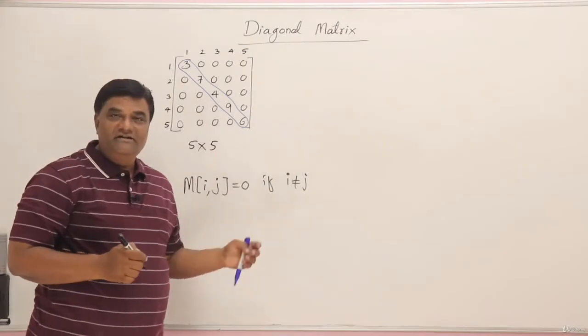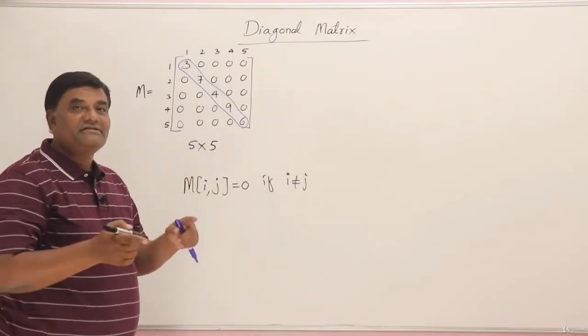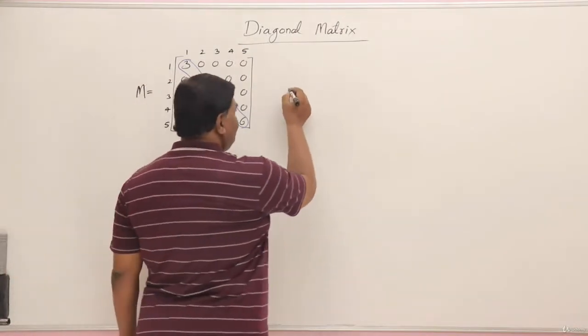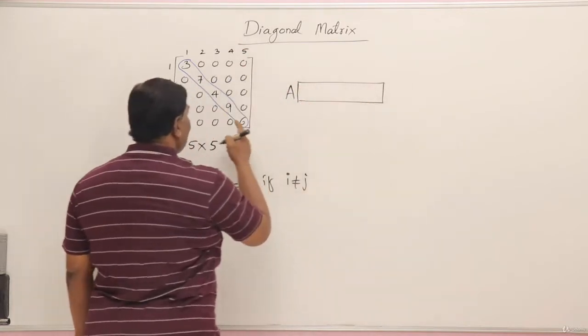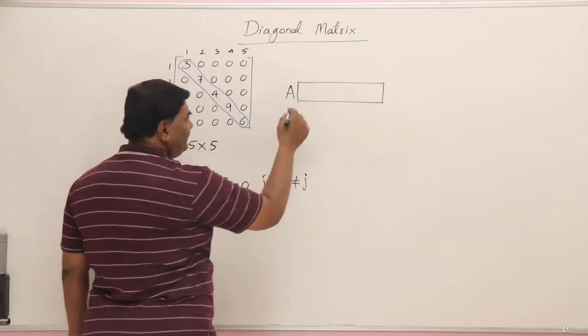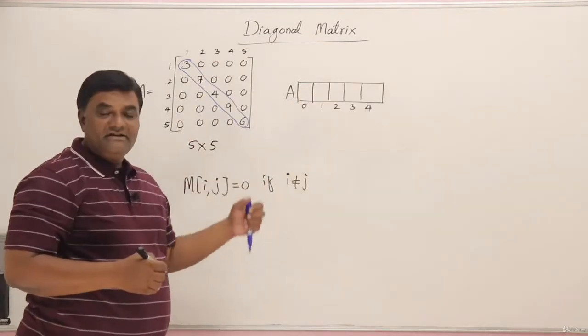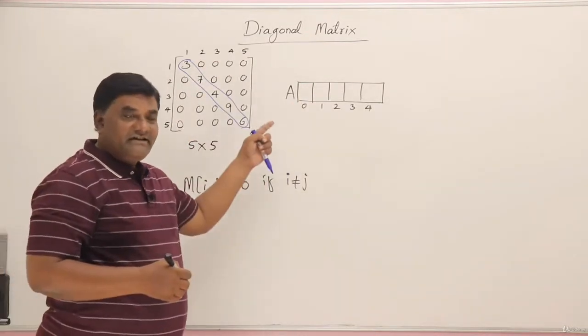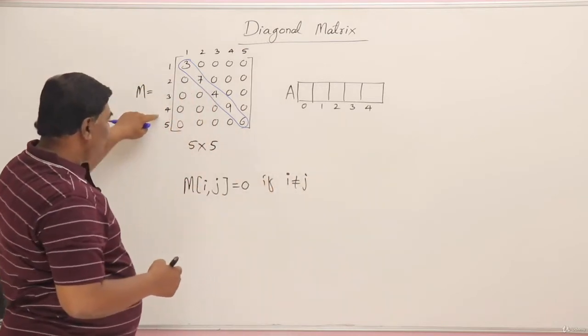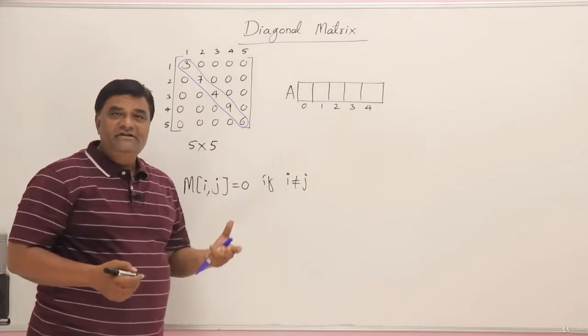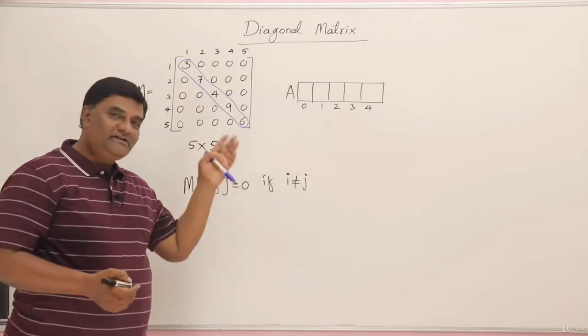Now let us see how we can represent a diagonal matrix in just a single dimension array. So I will take a single dimension array, let us say A of size 5, because I have only 5 non-zero elements. This array's starting index is 0, but here if you observe, I have taken the indices from 1 onwards. In mathematics, we start indices from 1 onwards, so that's what I am following.